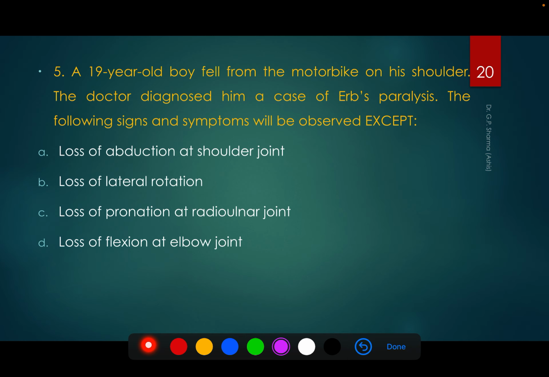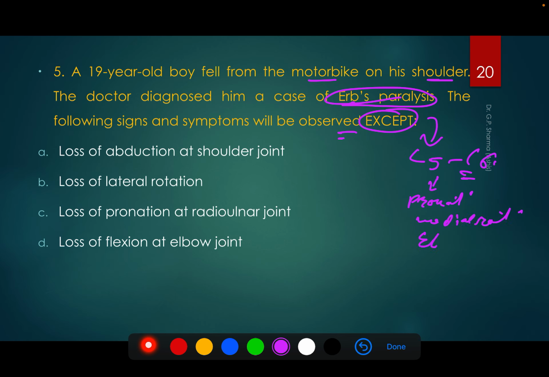Question number 5. A 19-year-old boy fell from a motorbike on his shoulder. The doctor diagnosed him as a case of Erb's paralysis. That means C5 and C6 are involved, right? The following signs and symptoms will be observed except, that means Erb's palsy. What will be the findings in Erb's palsy? There will be pronation, there will be medial rotation, there will be elbow extension, and there will be adduction. So these are the findings.